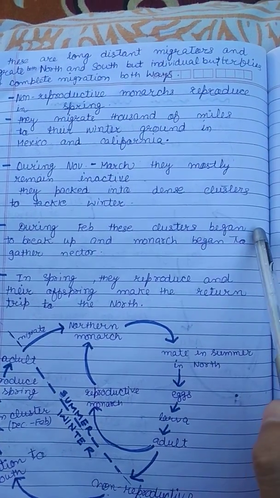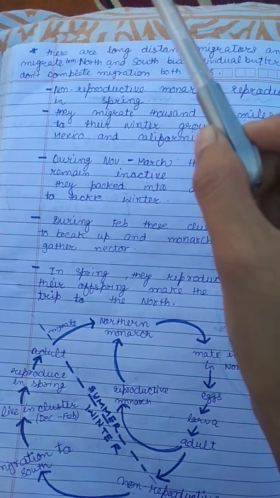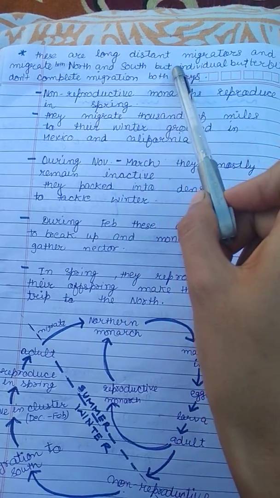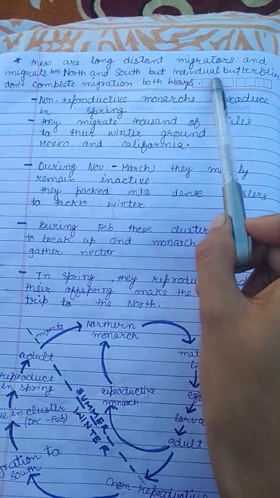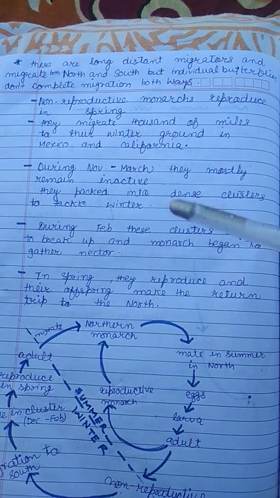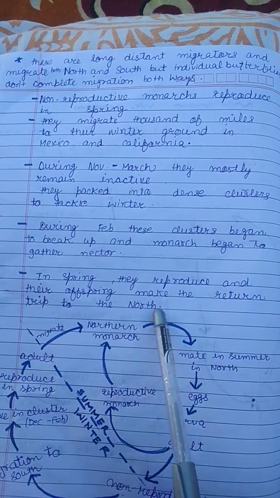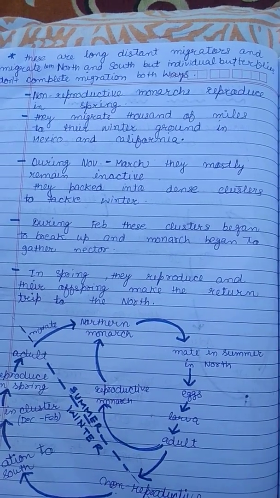These non-reproductive monarch butterflies are long distance migrators and they migrate both north and south, but it is important to note that individual butterflies do not complete migration both ways. Their great grandchildren make the return trip to the north; they die there in the south.